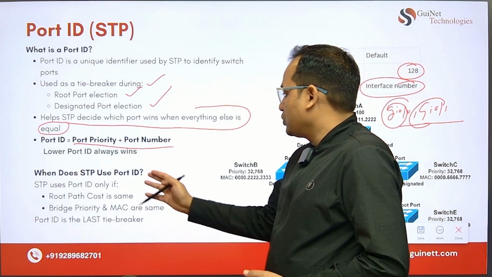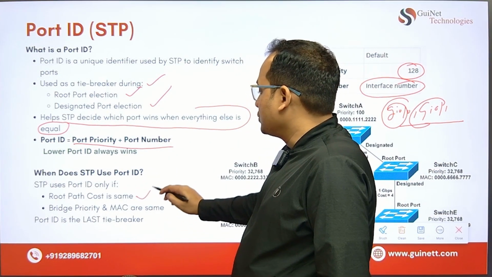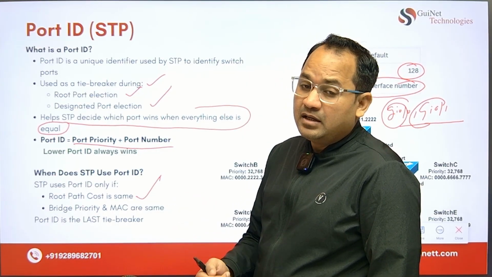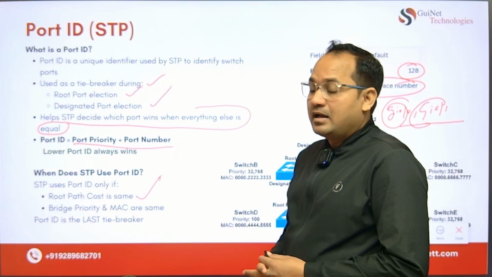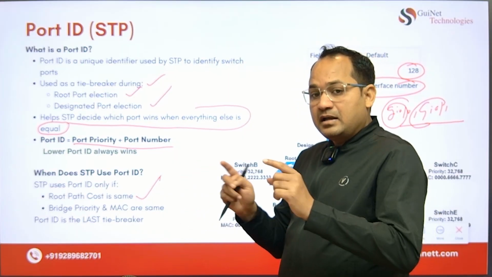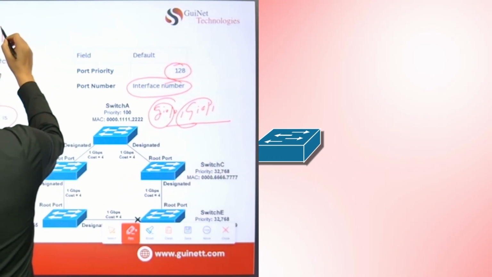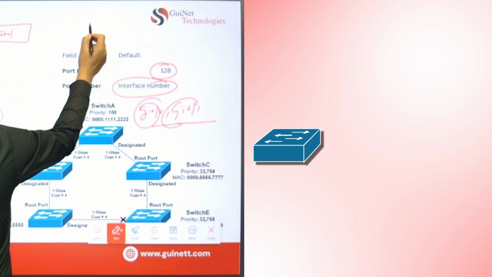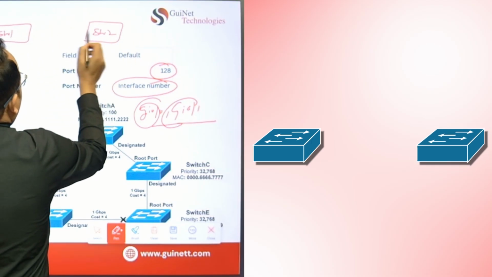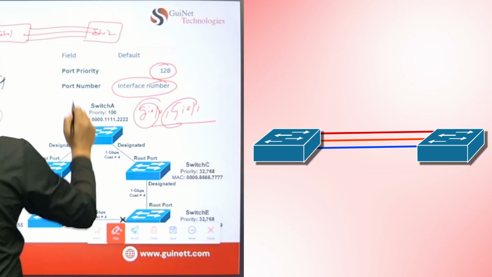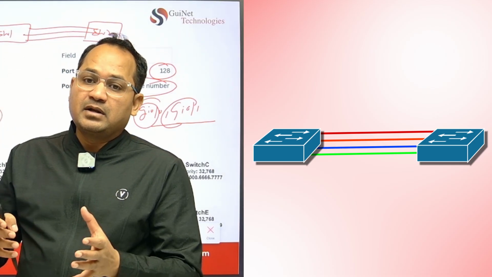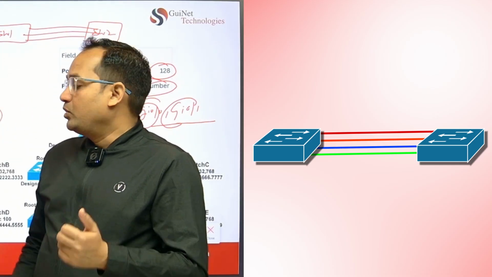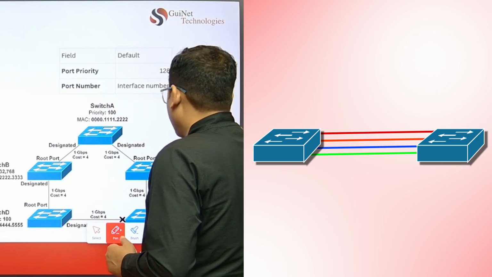So when do we use the port ID? When the root path is the same. In the previous lecture we understood that when both paths have the same cost, it acts as a tiebreaker. This happens in a topology where we have switch 1 and switch 2 with the same cost over multiple links, and then this priority comes into play. If you have a different topology, then normally the closest neighbor with the lower priority wins the selection. So I hope you guys understand.